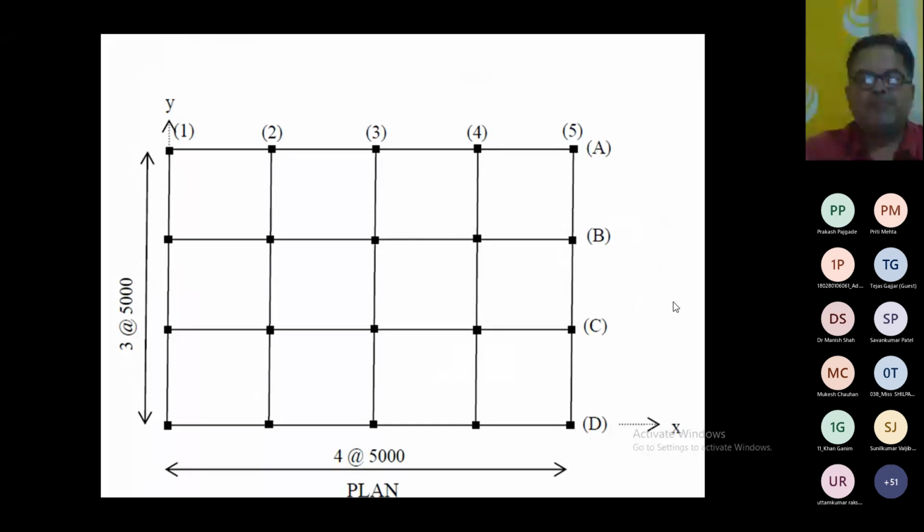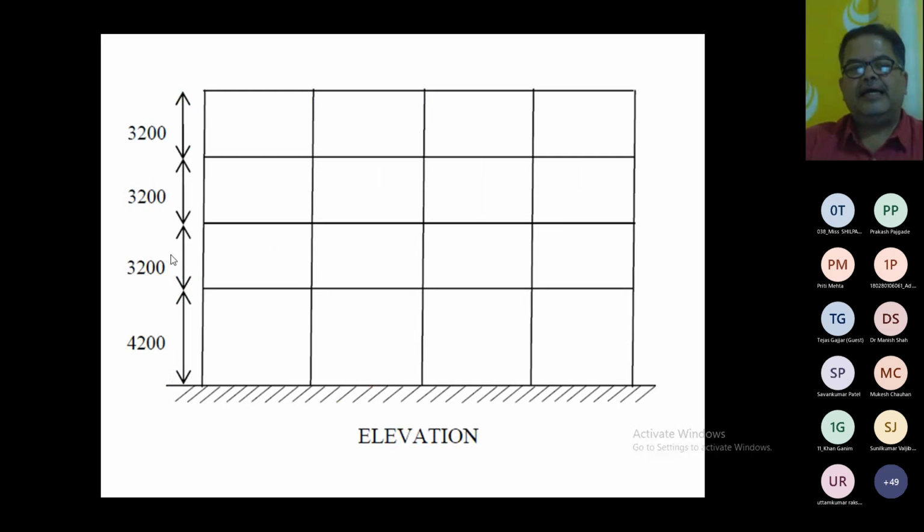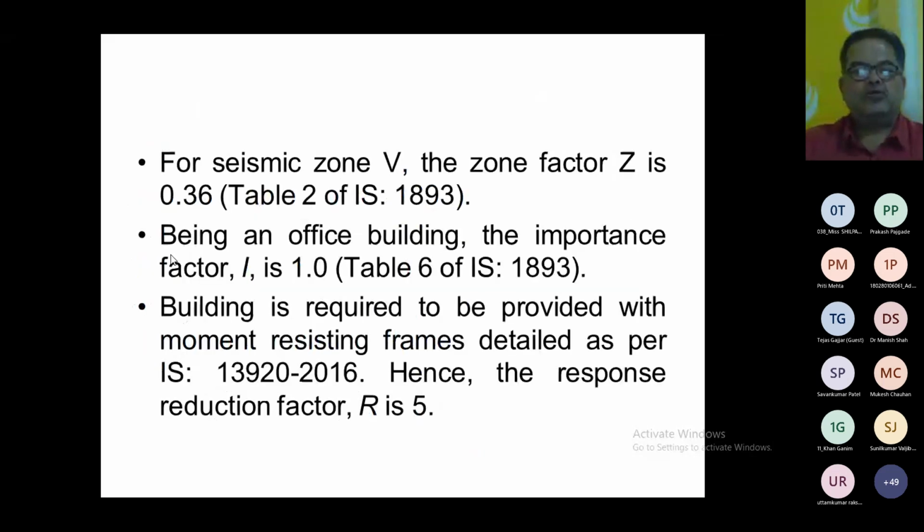So this is the plan. There are 4 bays at 5 meter, and there are 3 bays at 5 meter. This is the elevation. The upper stories have a height of 3.2 meter, and the ground floor has 4.2 meter. So here we have to go for the different factors.